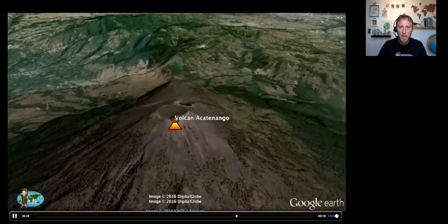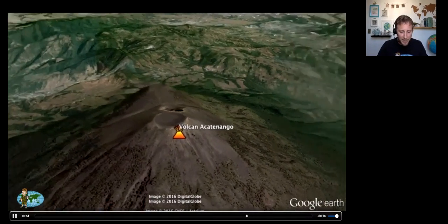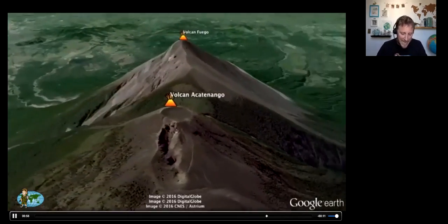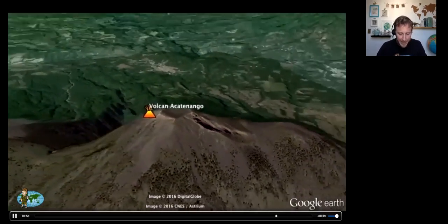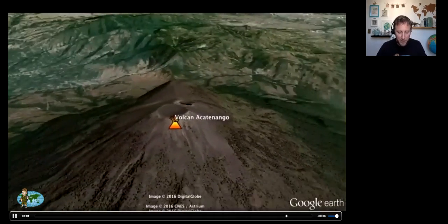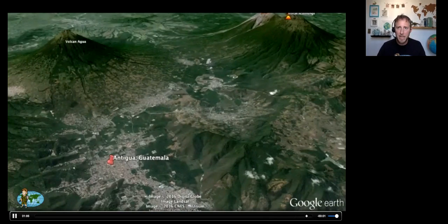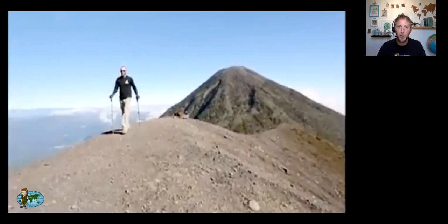And Volcan Acatenango is 13,045 feet tall. This one last erupted in 1972, and this was formed a few thousand years ago. Okay, and those are the 3 volcanoes that are surrounding Antigua. I did not get the opportunity to hike up here, but I did meet a man that runs tours up on top of Fuego, and he lent me this video to share with you guys. So he's going to introduce you to Fuego.